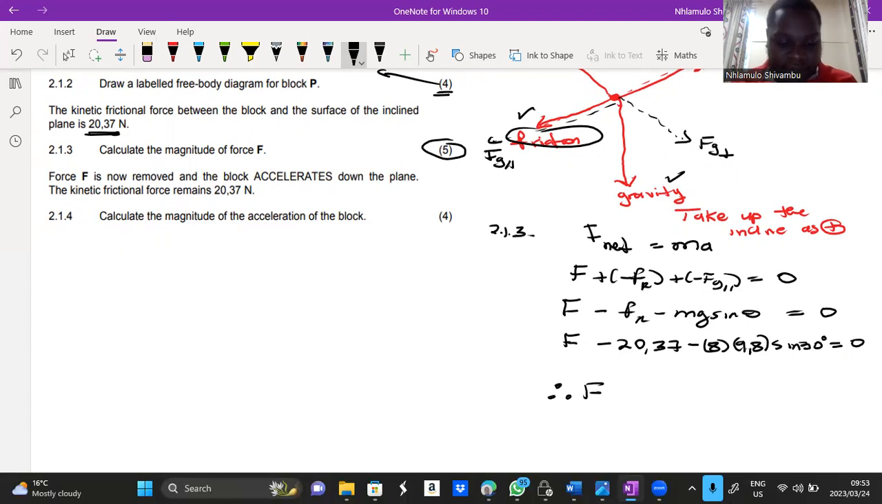And this is going to give us F equals to minus 59. Sorry, it's not a minus. It's going to give us, because now I'm solving for the unknown F, 59.57 newtons, because obviously we're going to carry over everything to the other side of the equation, and that will give us the magnitude of force F. So for performing this calculation, you're going to get 5 marks.